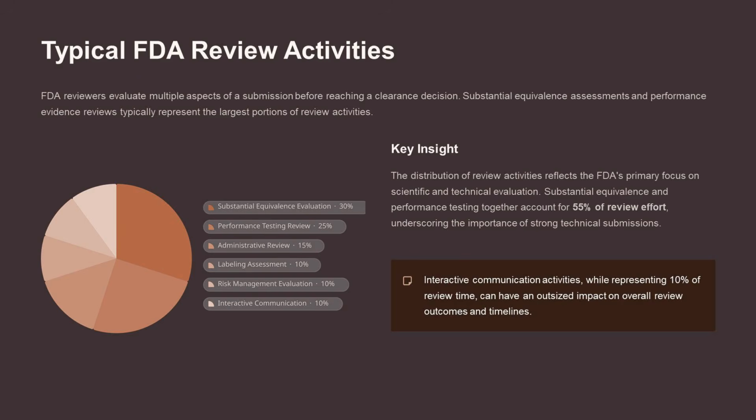FDA reviewers evaluate multiple aspects of a submission before reaching a clearance decision. Substantial equivalence assessments and performance evidence reviews typically represent the largest portions of review activities. The distribution of review activities reflects the FDA's primary focus on scientific and technical evaluation. Interactive communication activities, while representing 10% of review time, can have an outsized impact on overall review outcomes and timelines.